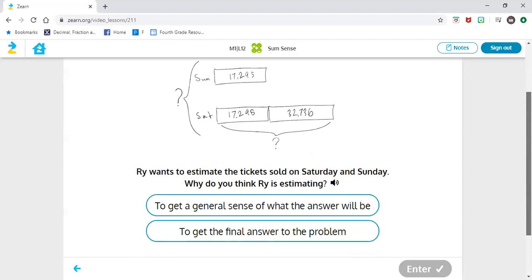So Ryan wants to estimate the tickets sold on Saturday and Sunday. Why do you think Ryan is estimating? Is he estimating to get a general sense of what the answer will be? Or is he estimating to get the final answer to the problem? An estimate cannot be the final answer to the problem. It is a general sense or about. This is about how many were sold. So when I get my answer, it should be close to this estimate.